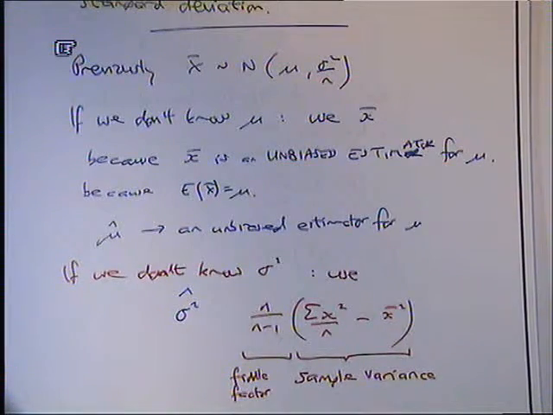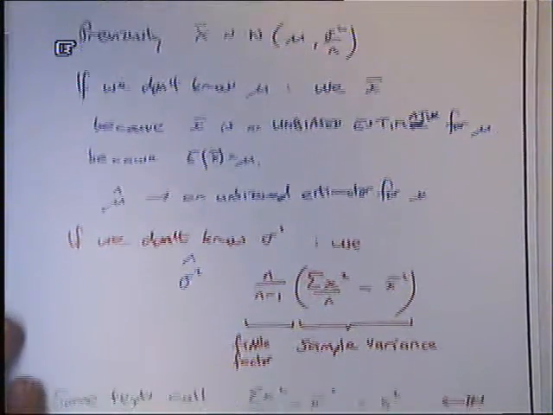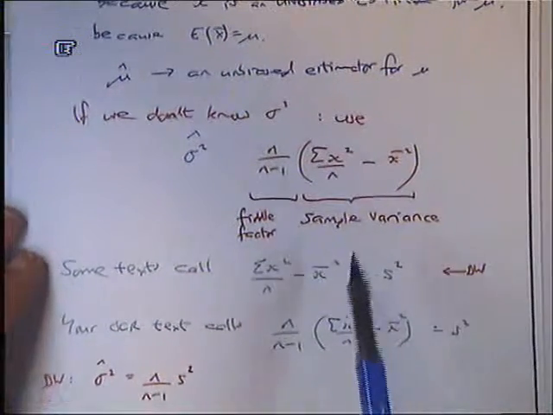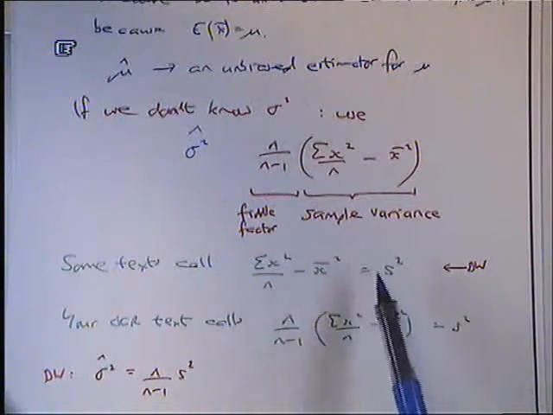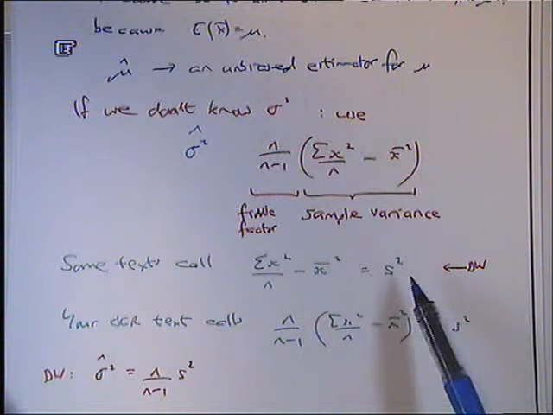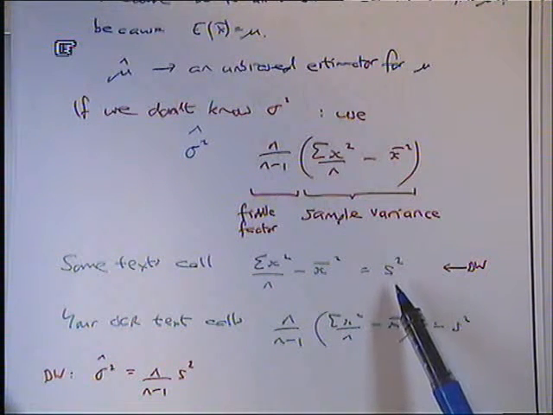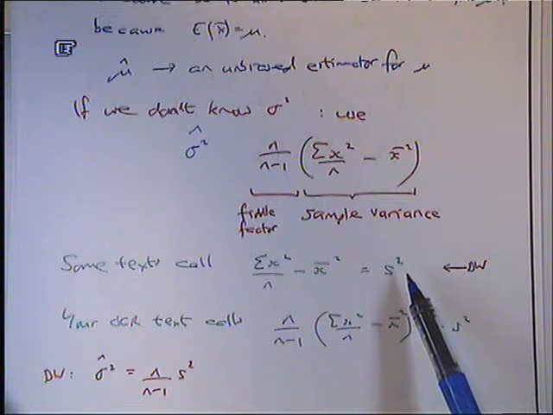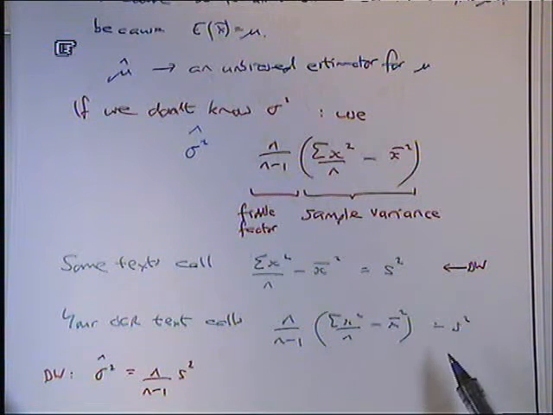There's a slight issue here in that some textbooks call this thing here, which I in words would call the sample variance, s squared, and I call that s squared. However, your OCR textbook calls it, with the fiddle factor, s squared. And this is confusion between different authors, effectively.